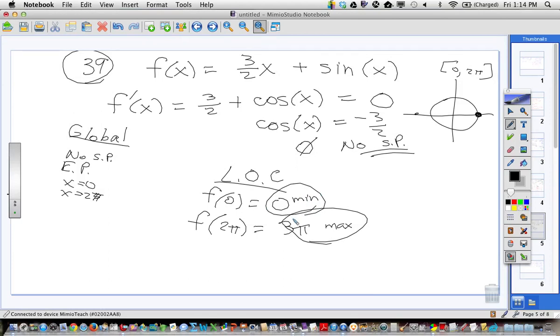I would just give the y value. Now I know in this problem it said give both coordinates, so if you look it up in the back, they give it as coordinates. But normally we just want the max and min value. We just want the output. So the max is 3 pi and the min is 0.